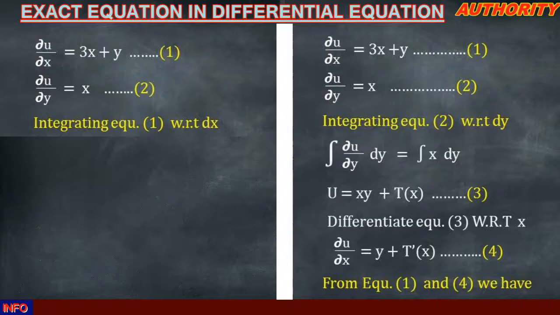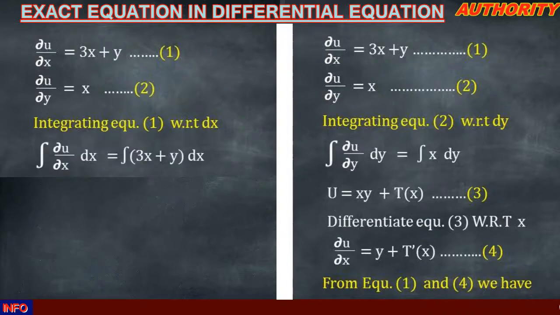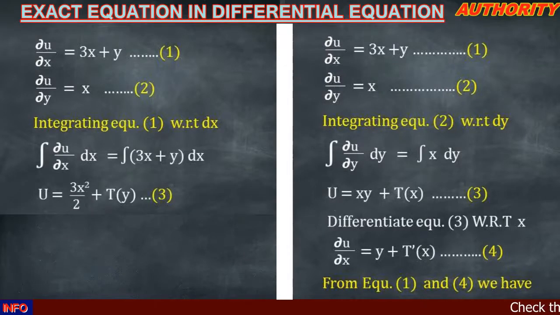All right, good. So that means we are going to say the integral of the partial derivative of u with respect to x dx equals the integral of 3x plus y dx. When we integrate the left hand side, it's going to give us u, and when we integrate the right hand side, it's going to give us 3x squared all over 2 plus, we're supposed to have c, a constant, but in this case we're not going to use c. We're going to say t of y. Let's call this equation 3.